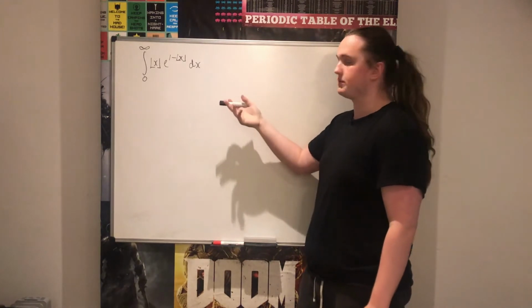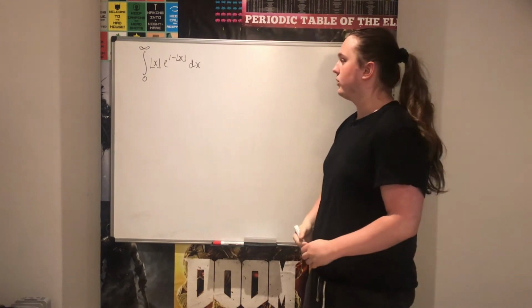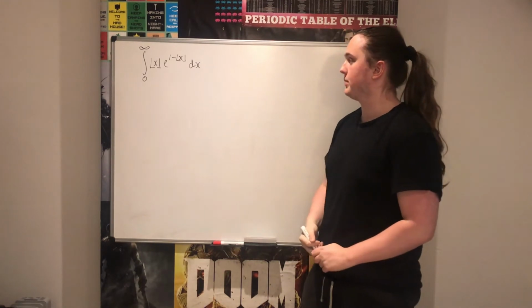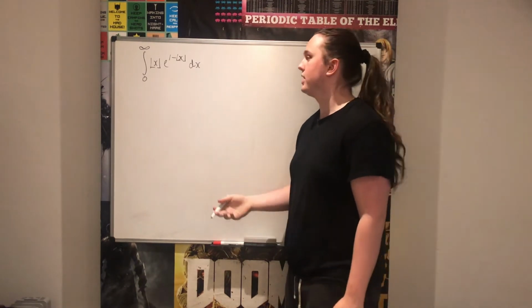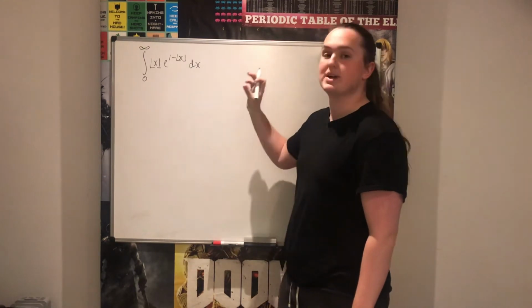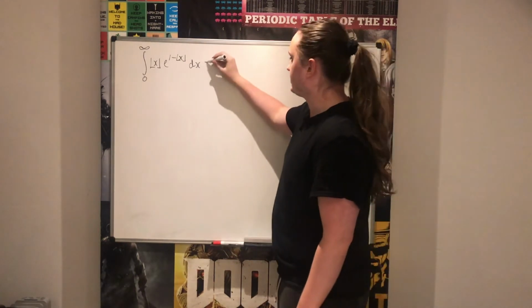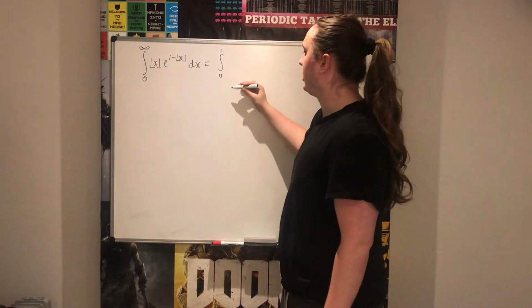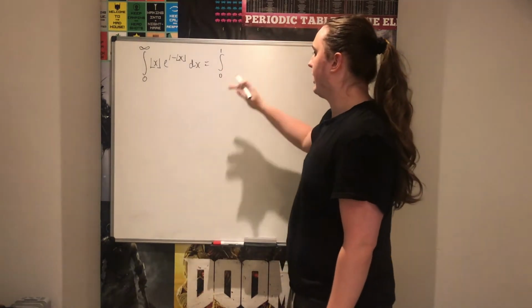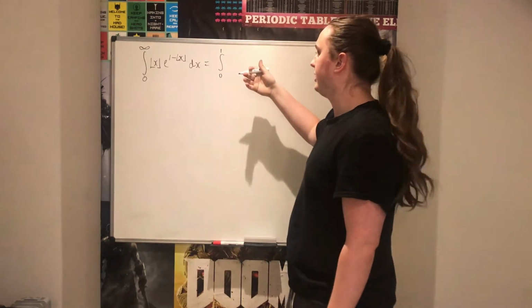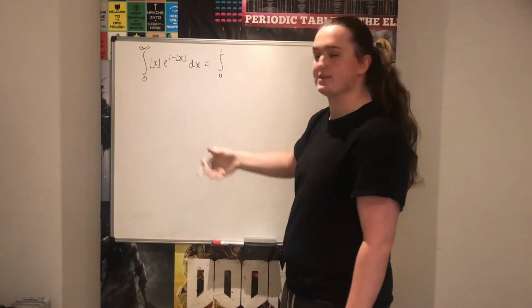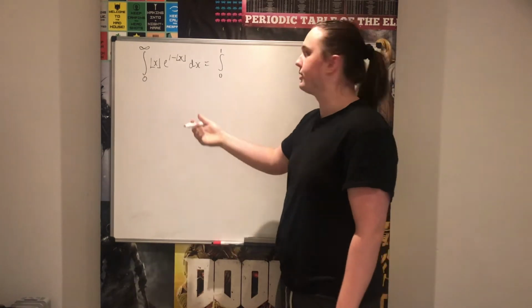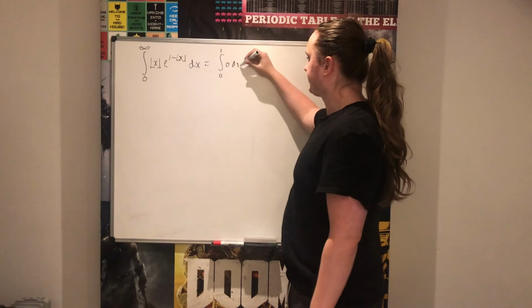Here we have an integral involving the floor function, and with a lot of floor function integrals we want to split this up into a series of integrals, because we can split this up into integer intervals. And so what we can do is split this up into the integral from 0 to 1 of the floor of any value between 0 and 1 times e to the 1 minus that same value, and obviously the floor of any value between 0 and 1 is 0, so that will just become 0.